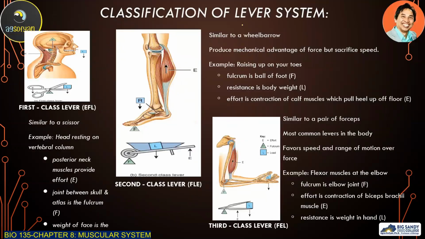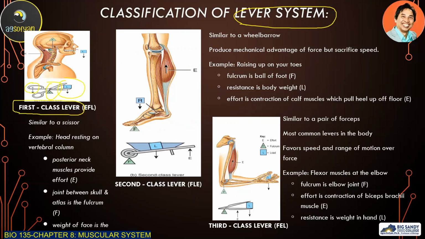Okay, classification of lever systems. There are three types, or classes, of lever system. The first one is, of course, called the first class lever, and this is EFL. So the effort comes before the fulcrum and the load. The fulcrum will be in the middle, the effort comes first, and the load will be the last here.